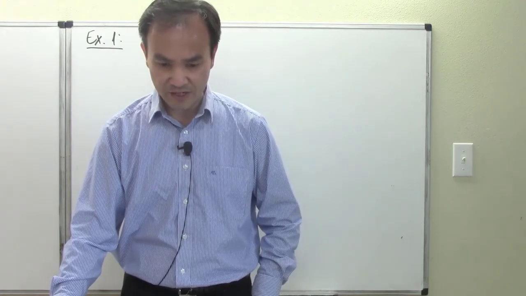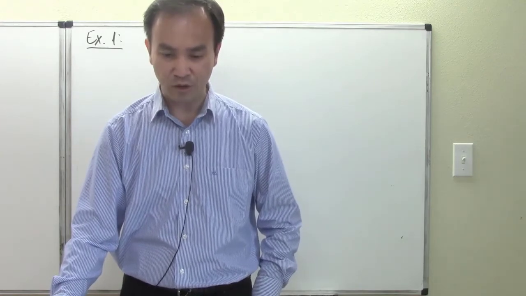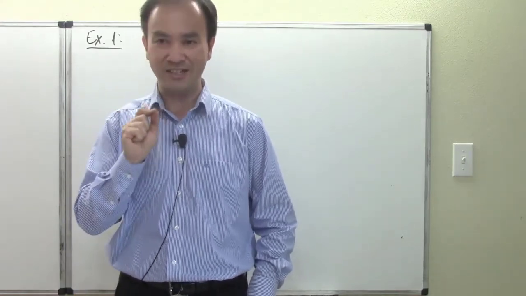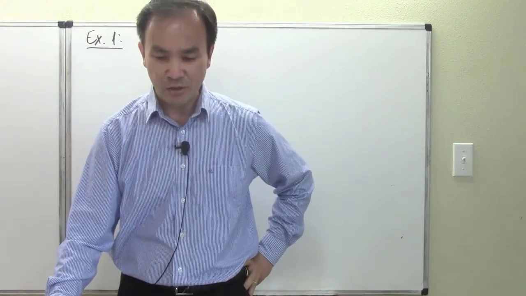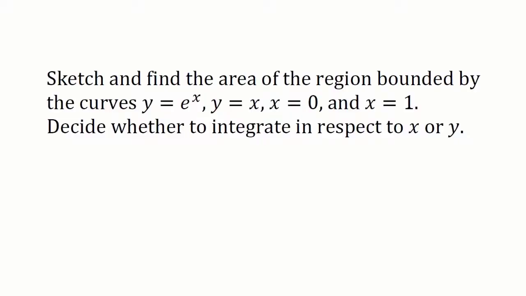And I need viewers and students of mine to have a close look at every detail in the way it's worded, so that there are a lot of things to learn in the way each problem is worded. All right, so here we are at our first example. The question is asking us to sketch and find the area of the region bounded by the curves. So there's y equals e to the x, another curve y equals x, and there's a curve x equals 0 and x equals 1. Okay, so these are the curves here.